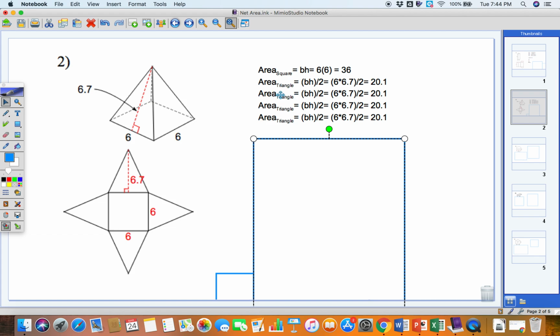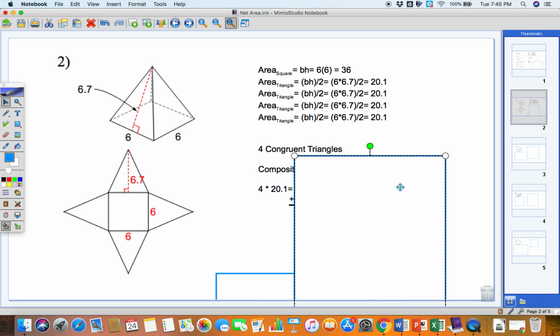And then again, the area for the triangle is base times height divided by 2. So we have 6 times 6.7. When I'm talking about this little lowercase b here, I'm talking about the base of just this two-dimensional triangle. Or in the case of the square, just the base of the two-dimensional square. But when I find the area of the triangle, it's 20.1 square units. These 4 triangles are exactly the same. So again, we repeat their area formula.